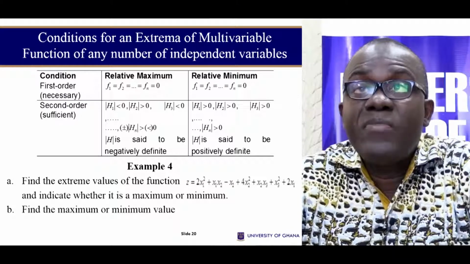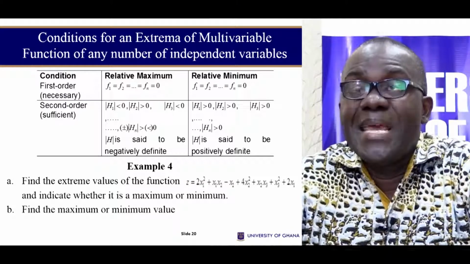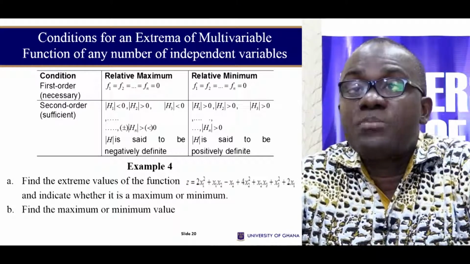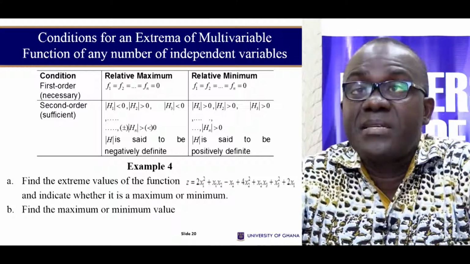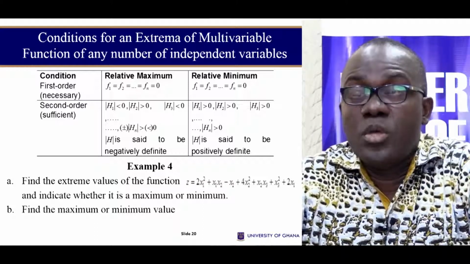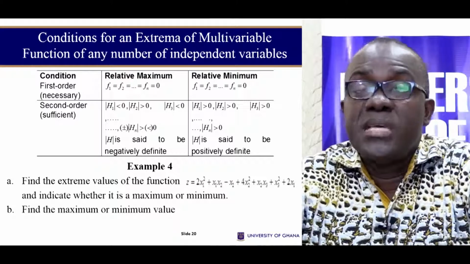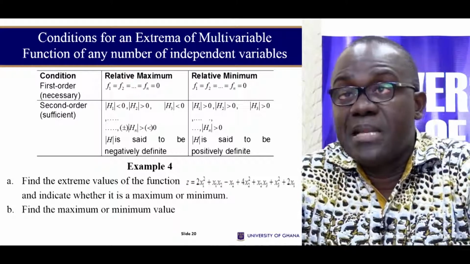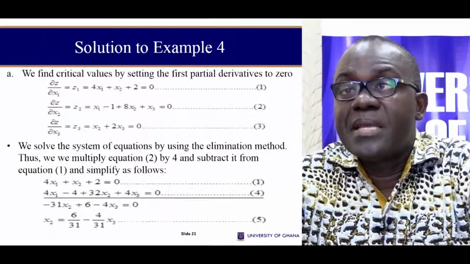So the simple value addition with the Hessian is that it permits you to find the maximum or the minimum of any function with any number of variables, unlike a situation where you use the simple formula that you use at level 200.